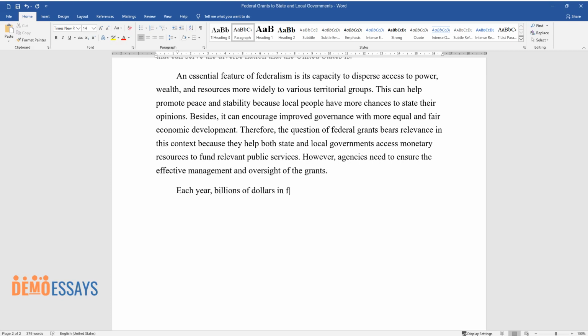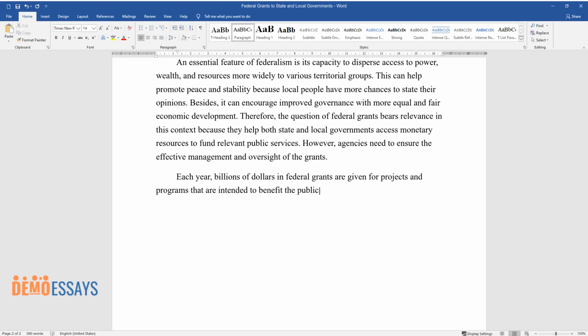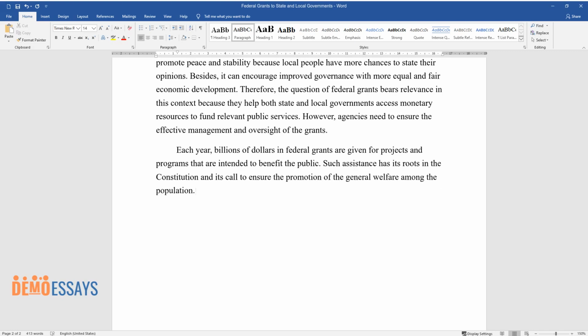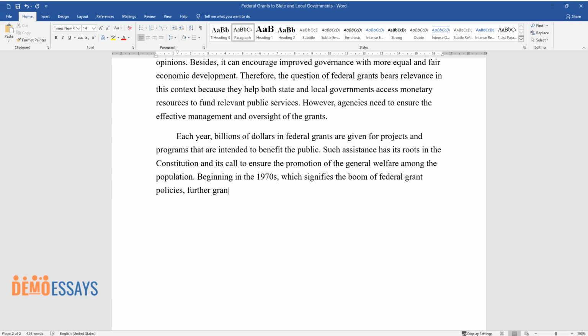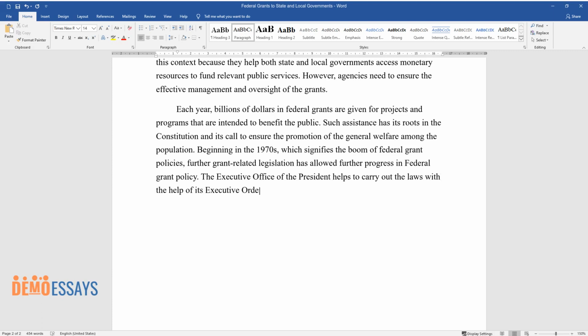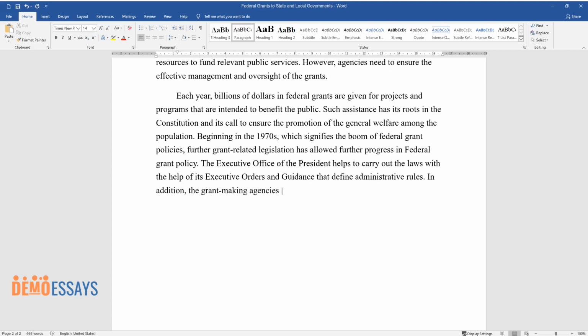Each year, billions of dollars in federal grants are given for projects and programs that are intended to benefit the public. Such assistance has its roots in the Constitution and its call to ensure the promotion of the general welfare among the population. Beginning in the 1970s, which signifies the boom of federal grant policies, further grant-related legislation has allowed further progress in federal grant policy. The Executive Office of the President helps to carry out the laws with the help of its executive orders and guidance that define administrative rules. In addition, the grant-making agencies help develop internal and external policies and procedures.